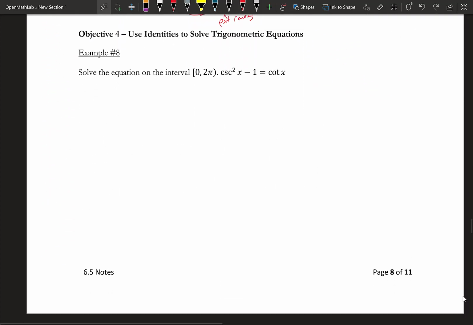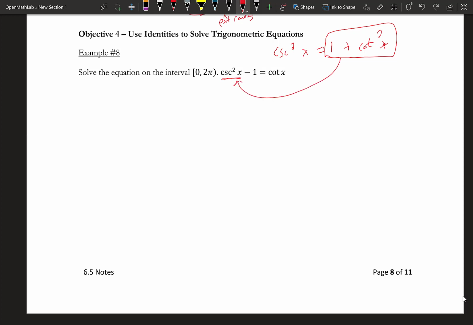So then objective 4, we want to be able to potentially use some identities to solve trig equations. If we look at example 8, we have cosecant squared minus 1 equals cotangent of x. The way I'm looking at that is we have a Pythagorean identity, cosecant squared x equals 1 plus cotangent squared x. If I substitute that in for cosecant squared x, then what I'll have left is cotangent squared.